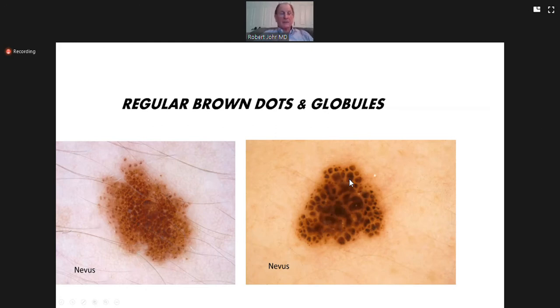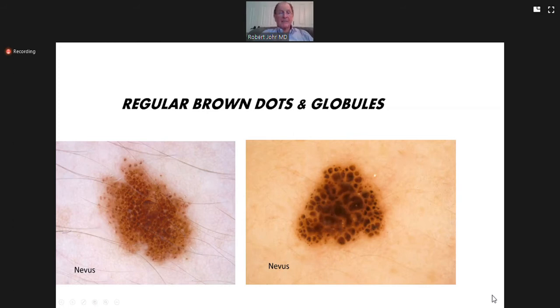Dots and globules, here we have brown, regular. They're regular because they're more or less the same color and the same shape and symmetrically located in the lesion. This is the globular pattern. It's the most common pattern found in children. And here we have a variation, the cobblestone pattern, where the dots and globules are more or less regular.